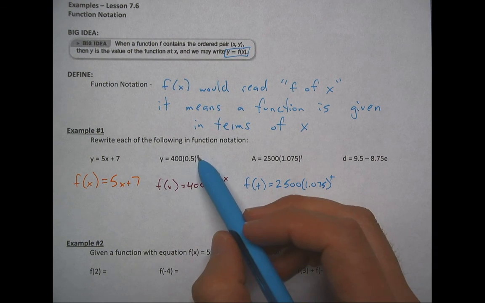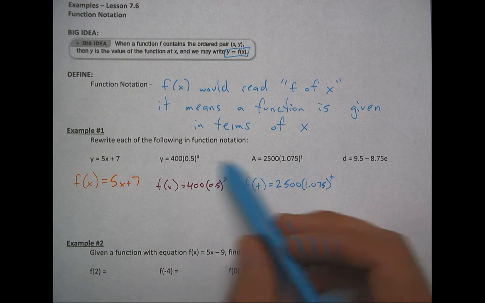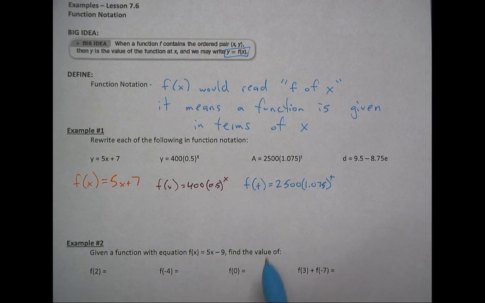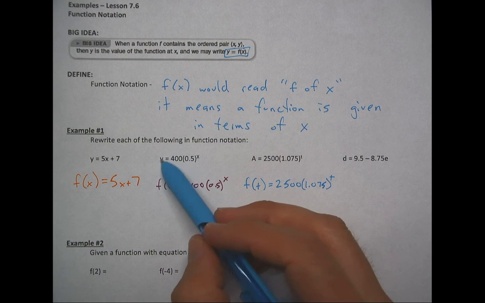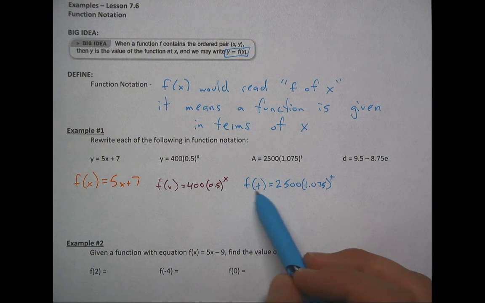So if you notice, whatever variable is being used in the equation that you're actually plugging into to solve, that's what the function is based off of. So we write the function of that. So it's kind of like this dependent variable disappears and you put it into function notation.